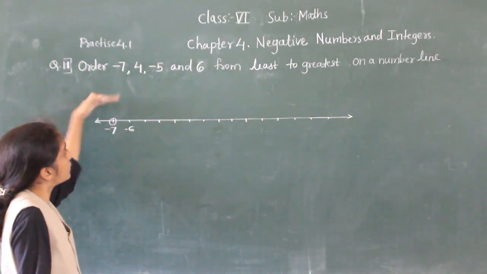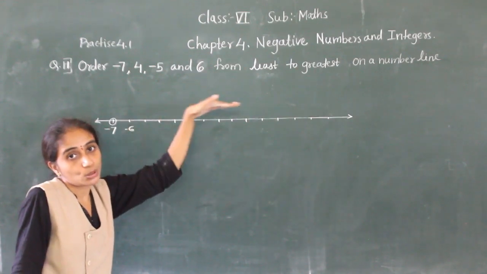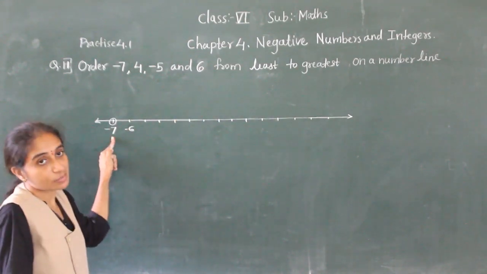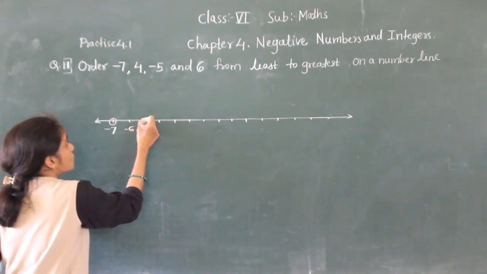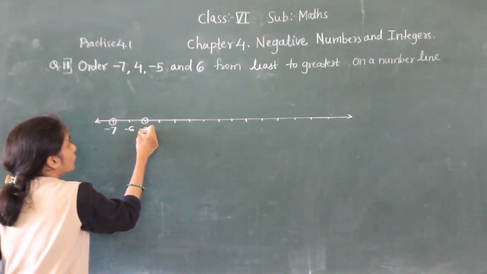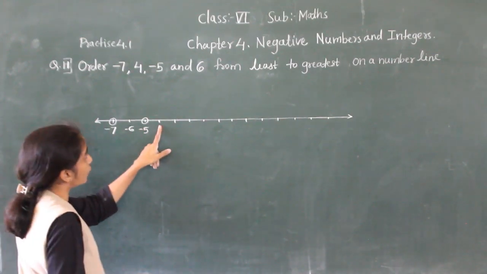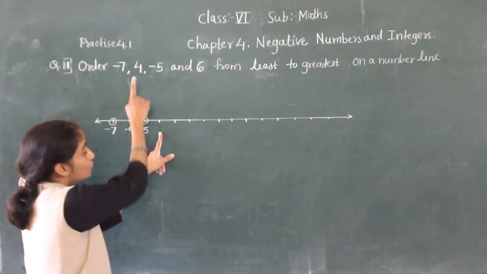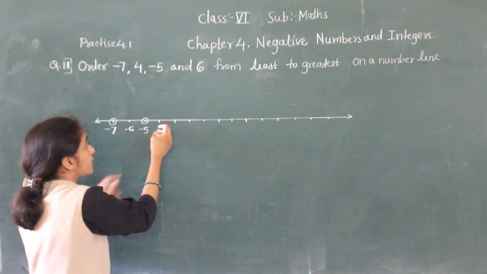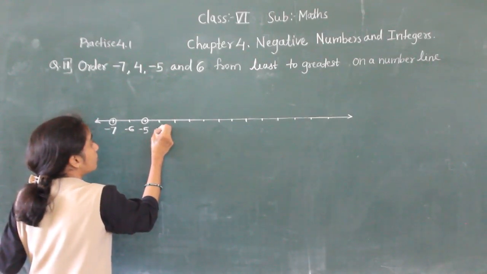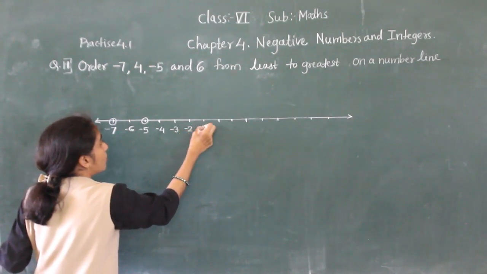Now, which is the least number in this way? This way it is least to greatest, small to big. Minus 5 we have to show. For your understanding I am writing all the numbers. Minus 5, then minus 4, which we do not have to show here. Minus 3, minus 2, minus 1.